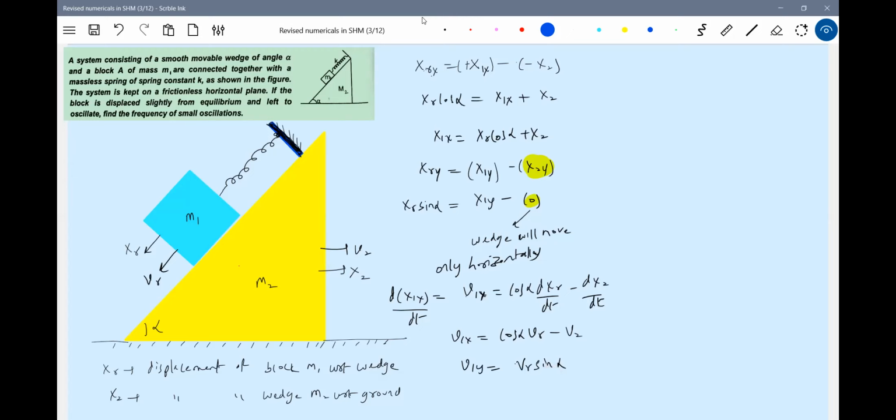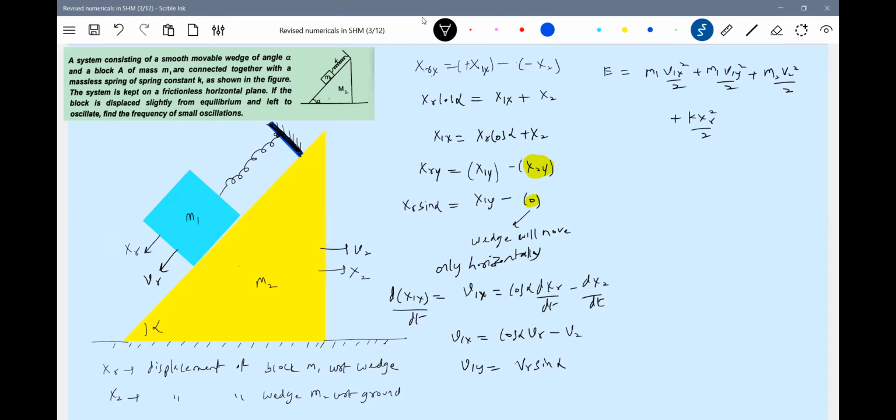The energy equation, I'll take help of it. What forms of energy are available? The kinetic energy of the block, m v1x square plus m v1y square by 2, plus that of the wedge, m v2 square by 2, plus the elastic potential energy of the spring. What shall I write for the elastic potential energy? k xr square by 2, you have to write it.